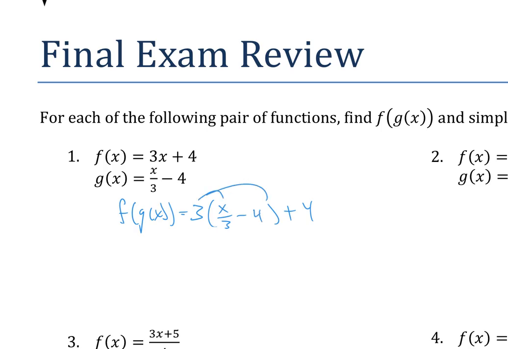So let's distribute this out. 3 times x over 3 is x. 3 times 4 is 12, plus the 4 that's outside. And we get x minus 8.